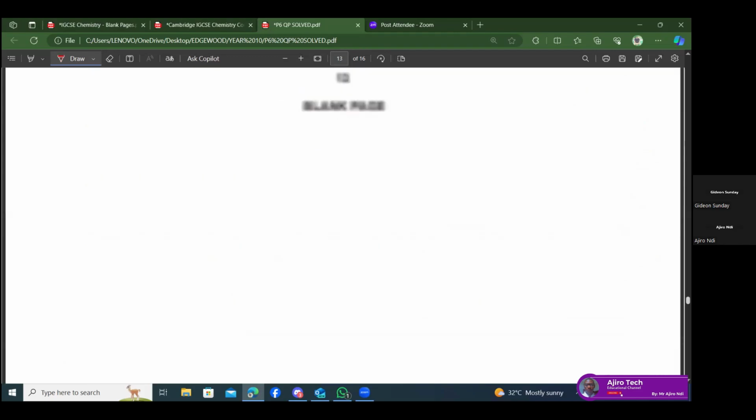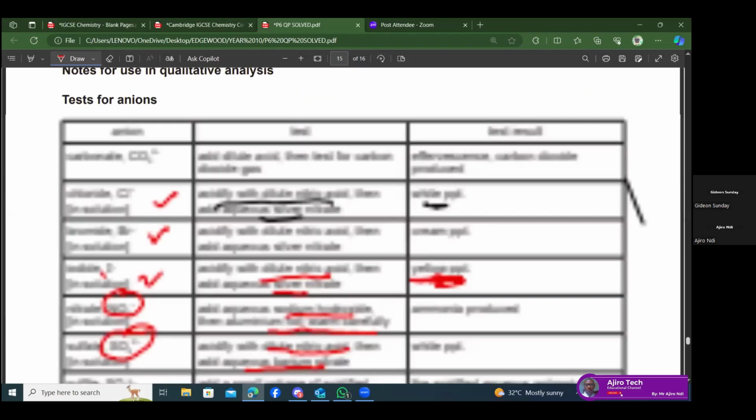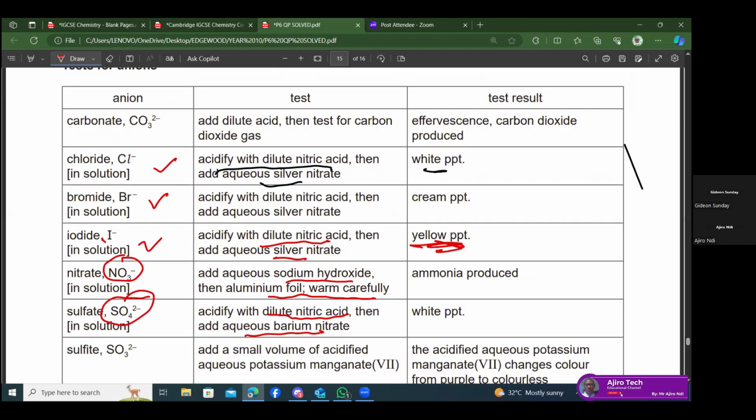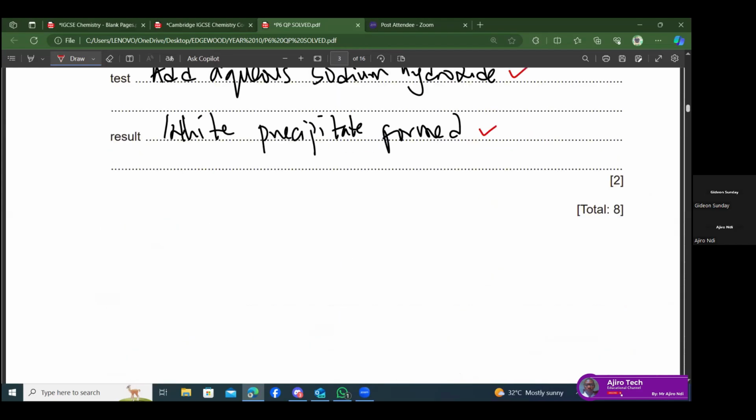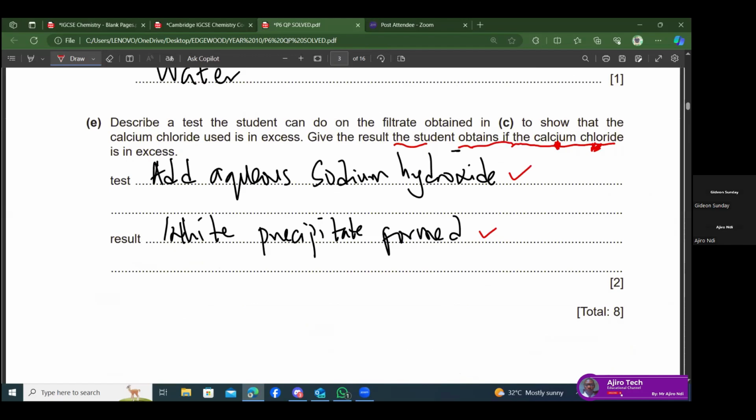So go all the way down to the end of the experiment. You can see how to test for the chloride as well there. So you had dilute nitric acid and then aqueous silver nitrate. If you have a white precipitate, that should still tell you that the chloride part is there, which also proves that the calcium chloride is in excess. So that is how to do that. I believe it's clear, but if it's not clear, you could simply ask a question using the chat box.